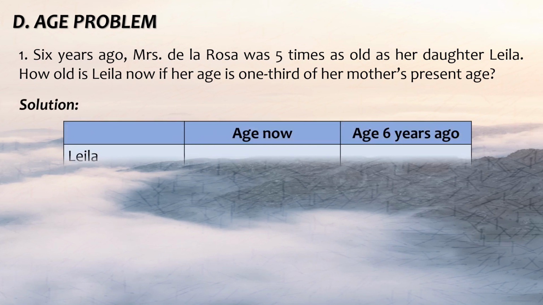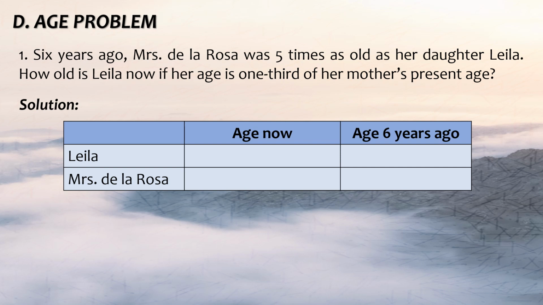So, gamitan natin ito ng table form or tabular form. We have the age of Leila and Mrs. De La Rosa, age now, and age 6 years ago since kasama siya doon sa ating word problem. So, let us represent Leila's age now as the variable x. Age 6 years ago, so ibig sabihin, ima-minus natin ang 6 doon sa edad ngayon ni Leila, kaya i-represent natin yun as x minus 6.